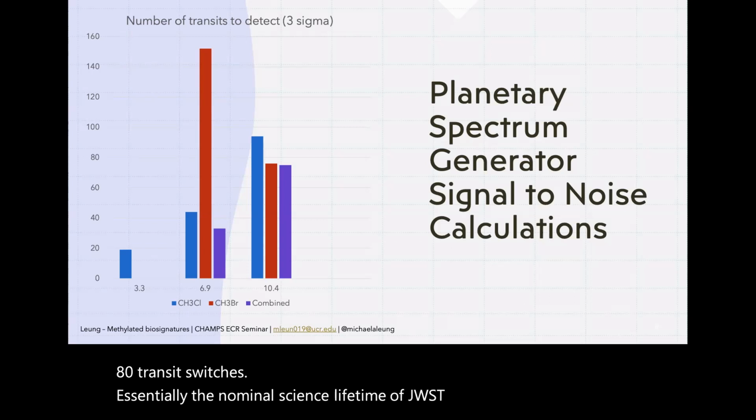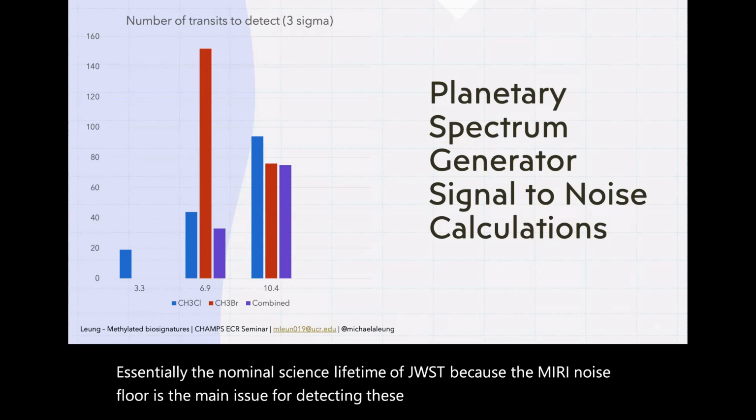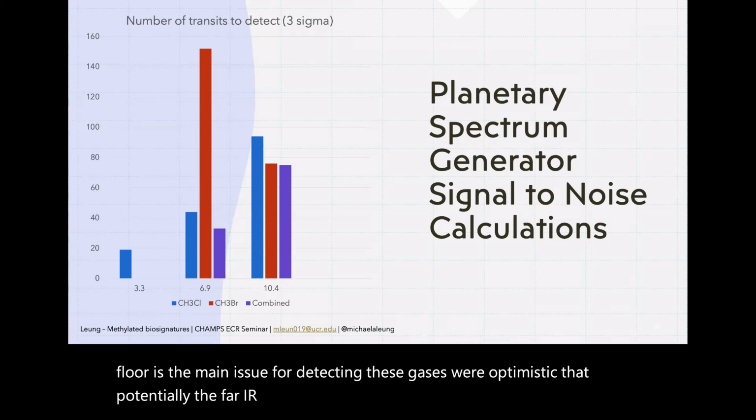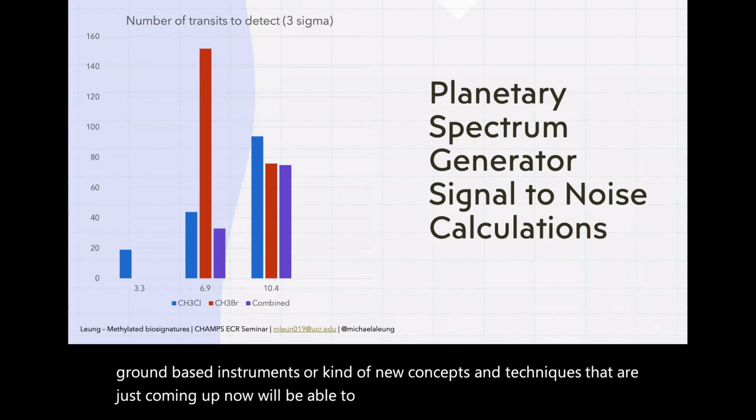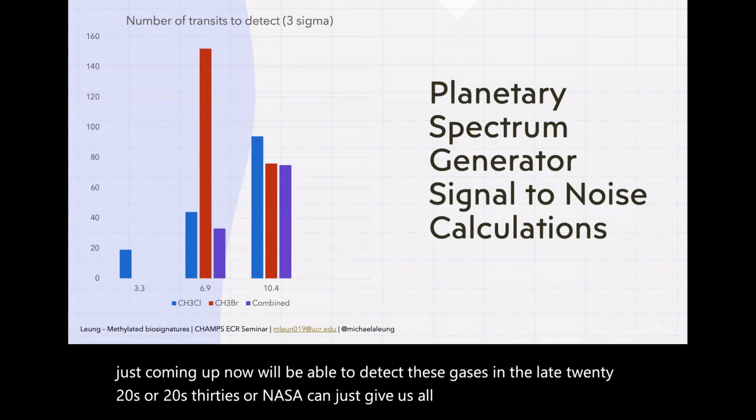Because the MIRI noise floor is the main issue for detecting these gases, we're optimistic that potentially the Far-IR probe proposed by the Decadal Survey report, ground-based instruments, or new concepts and techniques that are just coming up now will be able to detect these gases in the late 2020s or 2030s, or NASA can just give us all of the James Webb time, you know, one or the other.